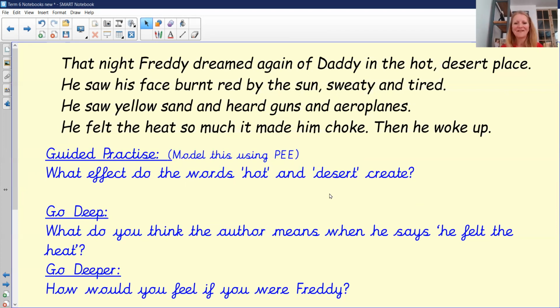Okay, so just a short activity today. Have a look at some of those words. What effect do they have? You can circle them, highlight them, maybe write a couple of sentences. What did the author mean when he says he felt the heat? And then how would you feel if you were Freddie? So just a few sentences today.